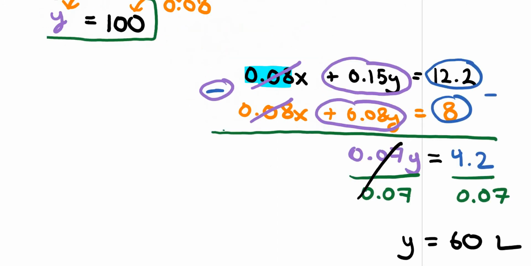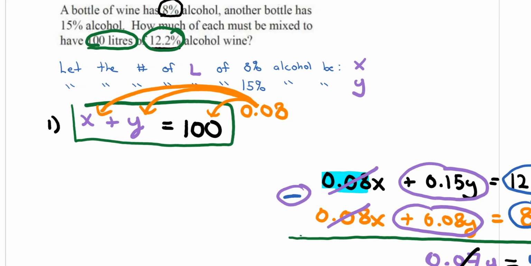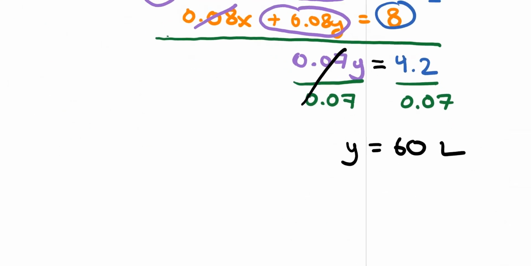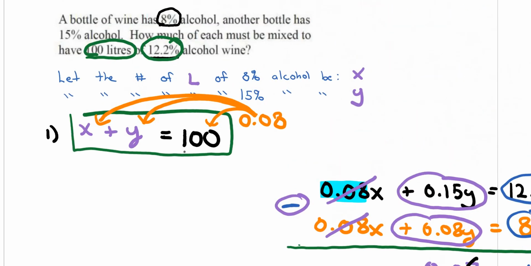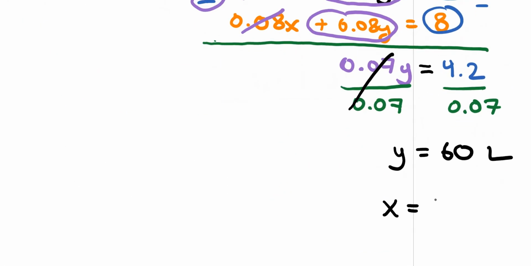Now remember, y was the 15% alcohol, and since you have a 100 liter mix, right? So x plus y is 100. We know y is 60, so that means x has to be 40, right? So then x equals 40 liters. And that's how you solve that particular problem there.